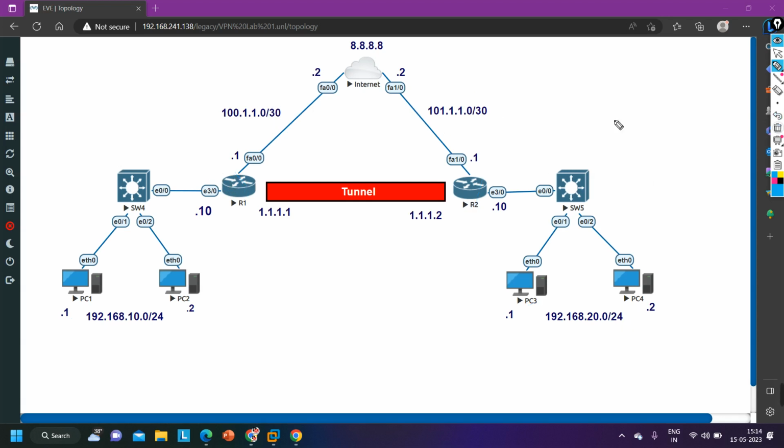Between the branches, I have created one tunnel, and on this tunnel you can see here I am using IP 1.1.1. Here I am using IP 1.1.2. So what will happen when this user pings this user? The source IP address will be this one, and the destination IP address will be this one.